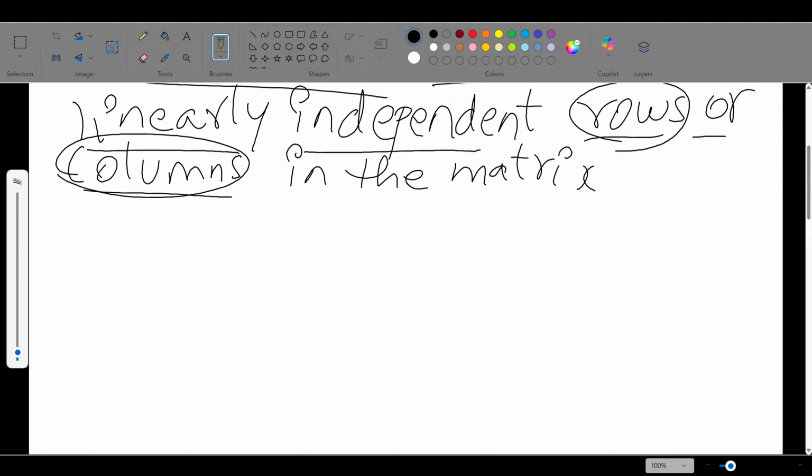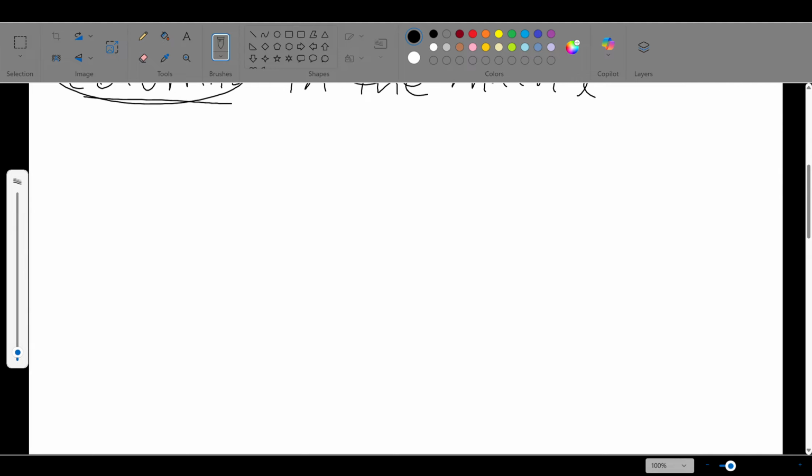Linearly independent, just remember this word. In simple terms, rank basically tells us the strength or information content in a matrix. Okay, the strength or information content in a matrix. Okay, let's see the example.